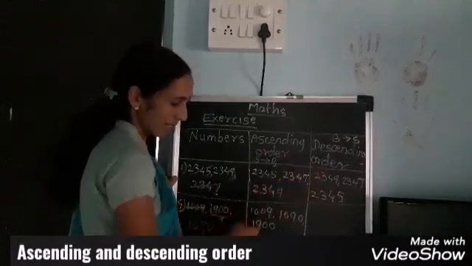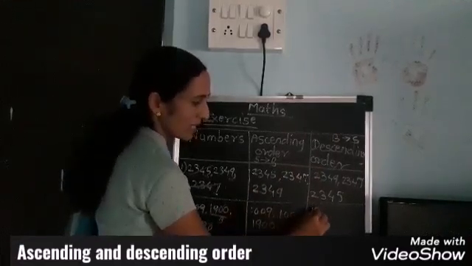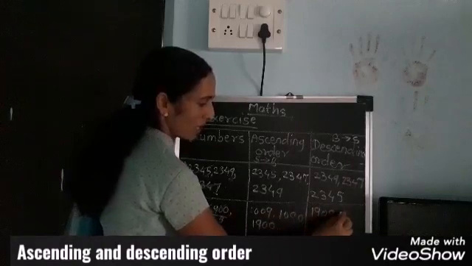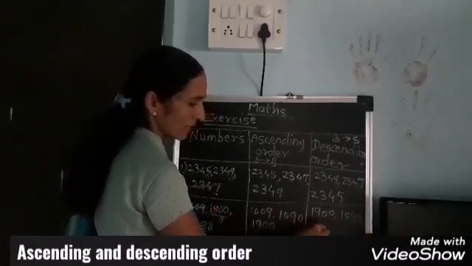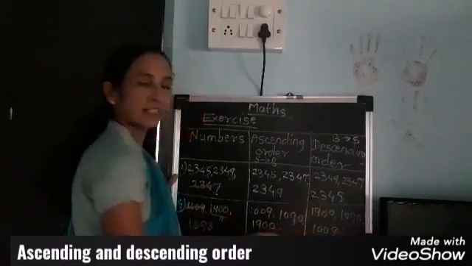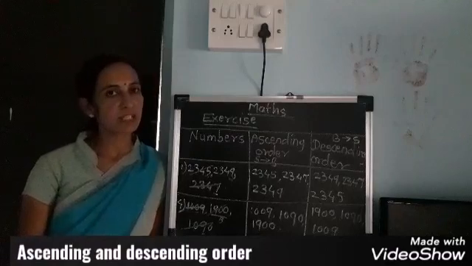Now what is meant by descending order? Biggest to smallest. Exactly opposite. So 1900, 1090, 1009. In this way, you have to complete this exercise in your notebook.